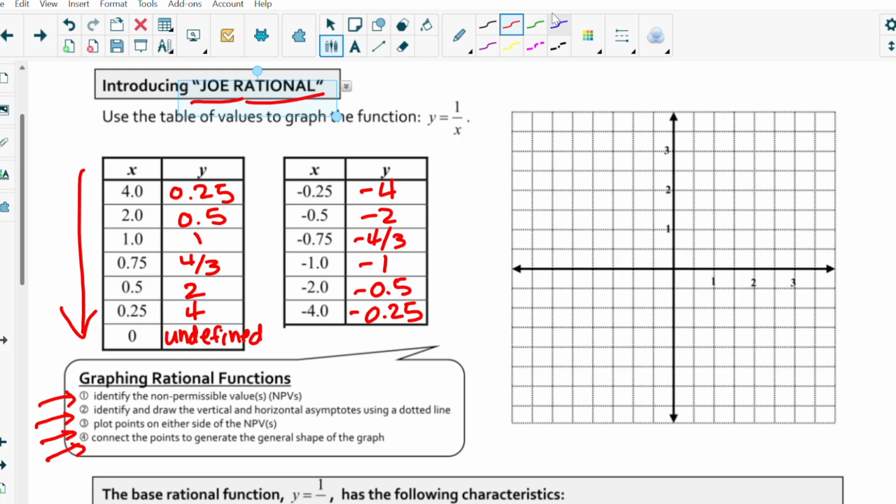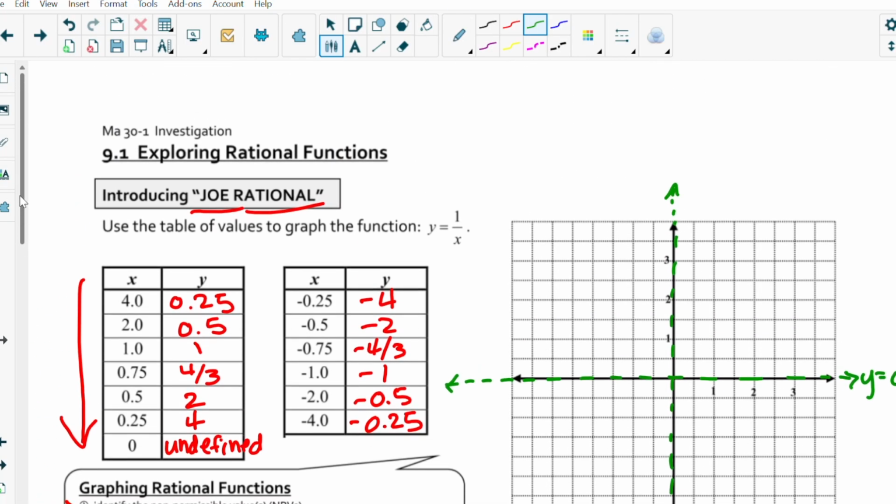So our first thing we're going to do is use green. We have a horizontal asymptote at y equals 0. I have a vertical asymptote at x equals 0. And if you recall, since x is in the denominator, x cannot equal 0. So that's where my vertical asymptote comes in.